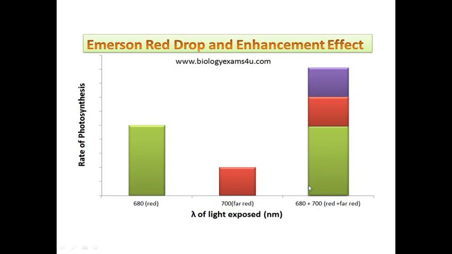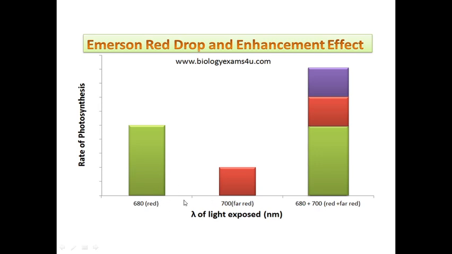In this experiment, he combined both. He gave the wavelengths of both 680 and 700 nanometers to the plants. Then he saw a maximum increase in the rate of photosynthesis, more than when these two are given individually. So I hope I am clear. This is Emerson's red drop experiment.